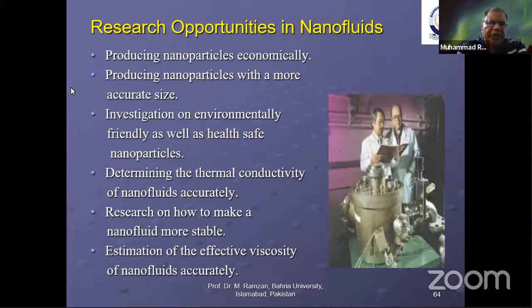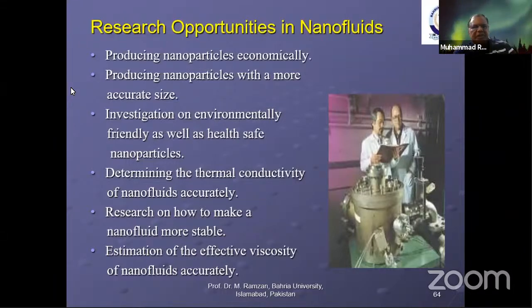Research on how to make nanofluids more stable. Stability of nanofluids is one of the key factors that scientists are working on. Once the nanofluid is made, how much time can it be retained so that it can be used in the future? Let's say 1 month, 2 months, 6 months, or 1 year, or 2 years. With the passage of time, the stability problem is there in nanofluids. So more studies and more experiments are needed on this side.